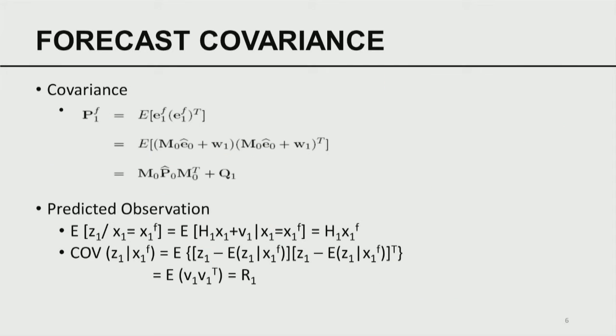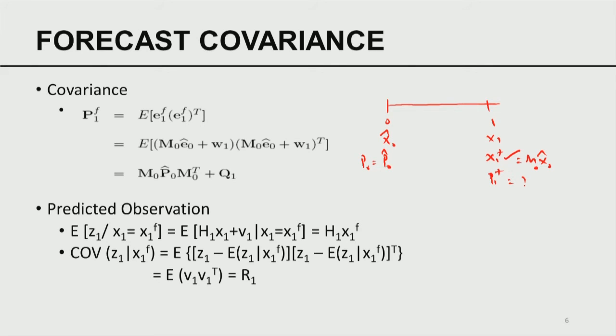So what is P1? P1 is the analysis, the forecast covariance at time 1. So let's go back in here. This is 0, this is 1. I had x0 hat, I had P0 hat is equal to P0. I have x1, I have x1f, I have to have P1f. I already know this, this is equal to m0 of x0 hat. Now I need to compute what this one is.